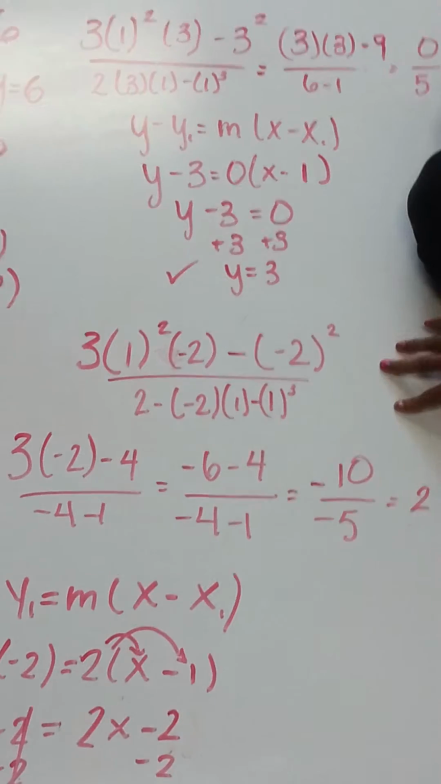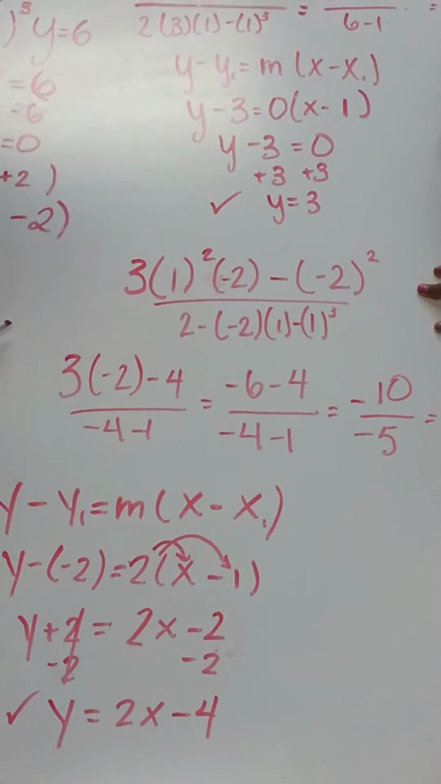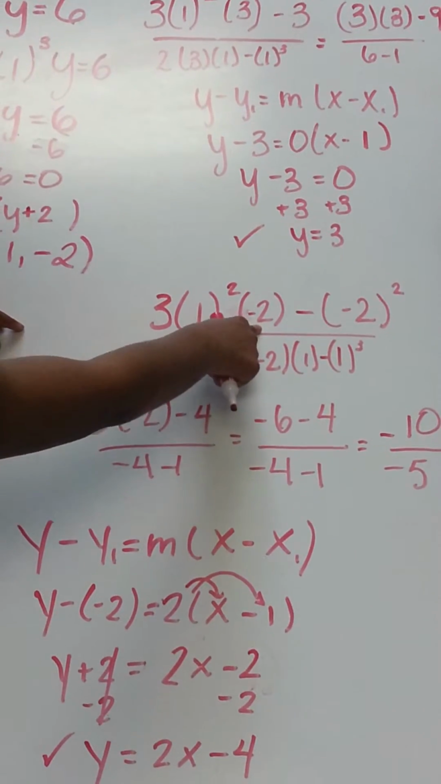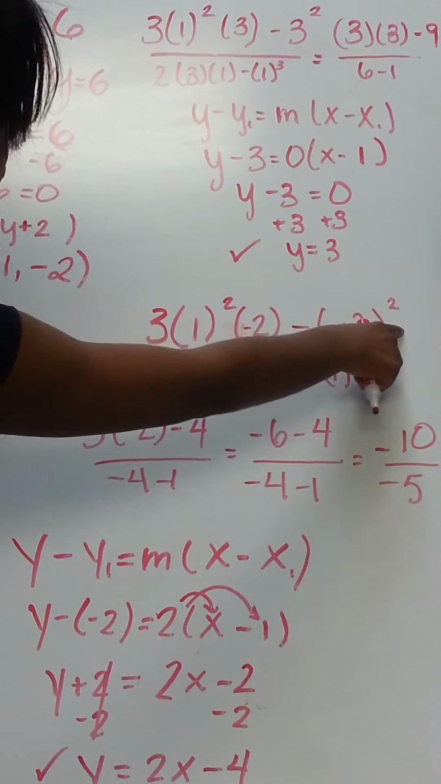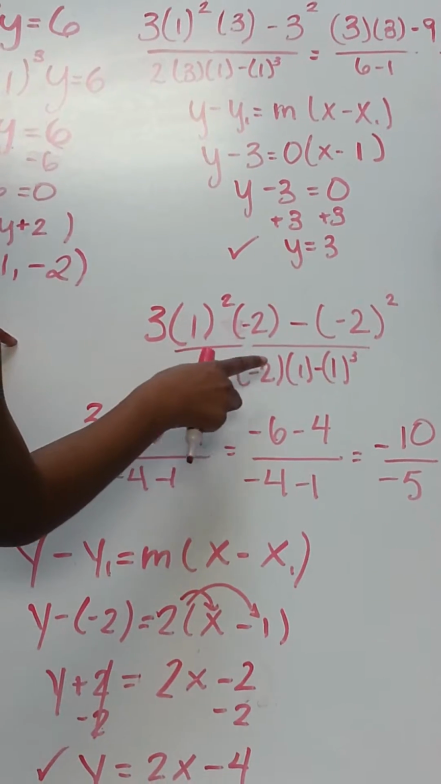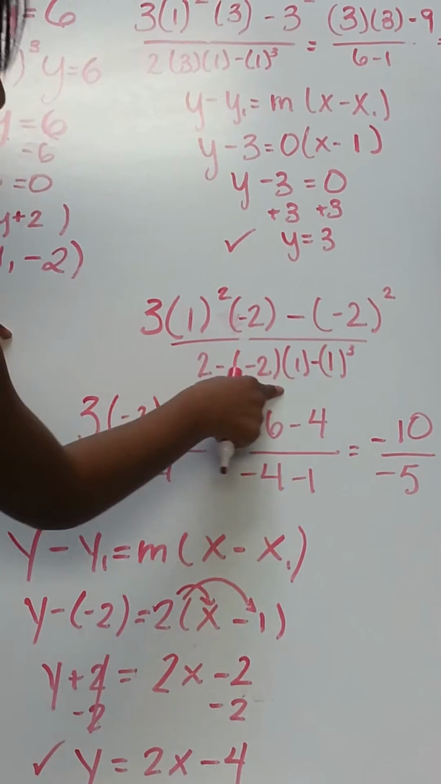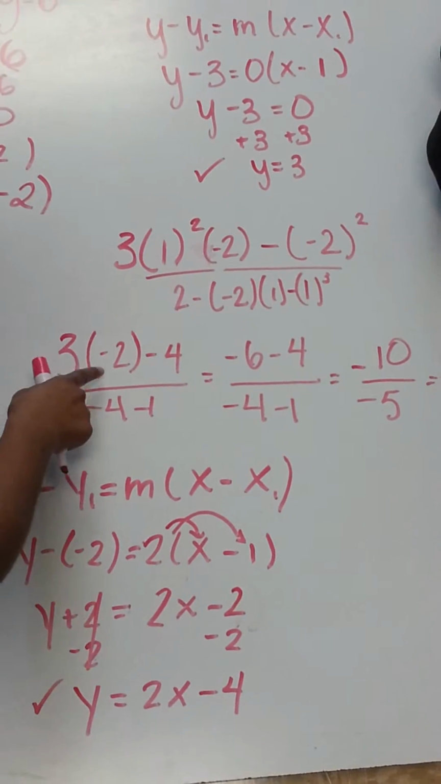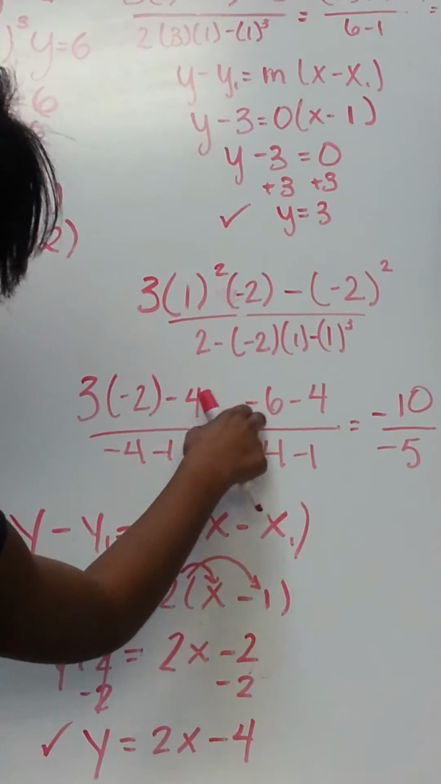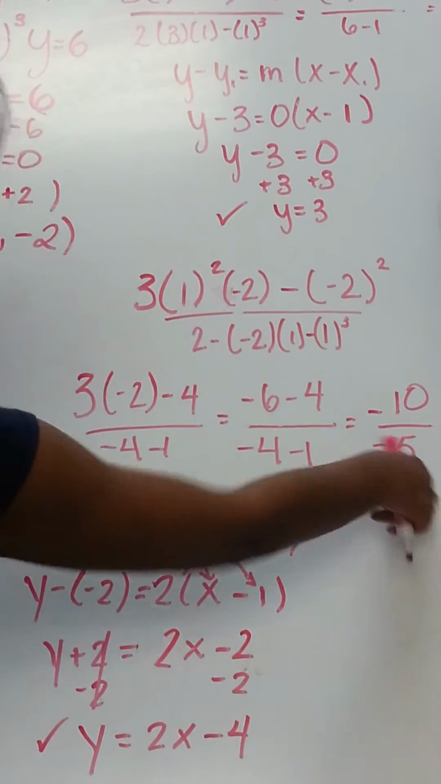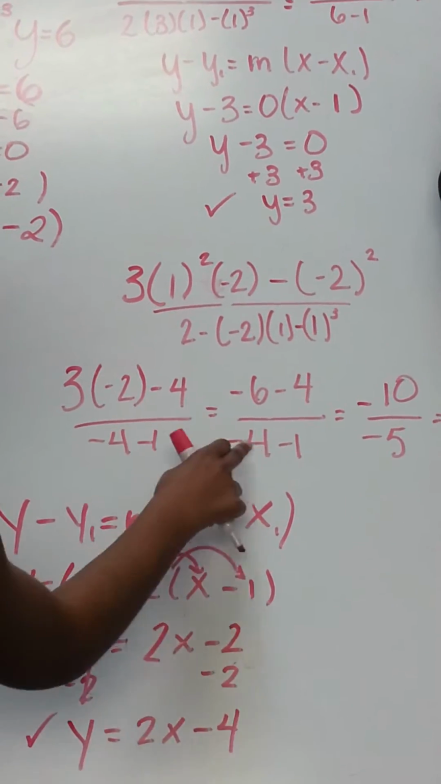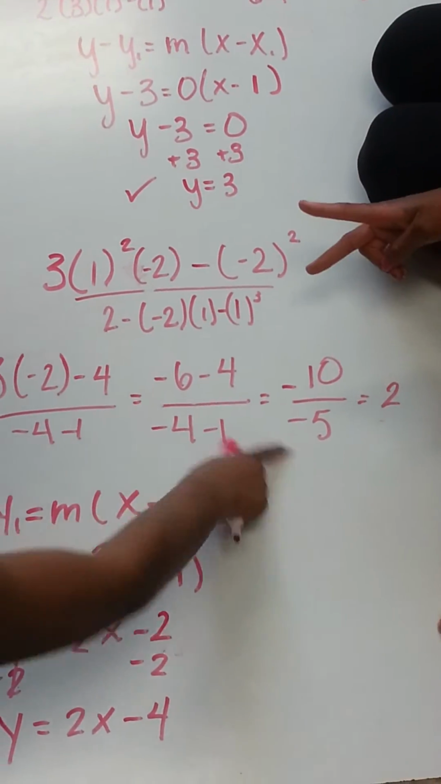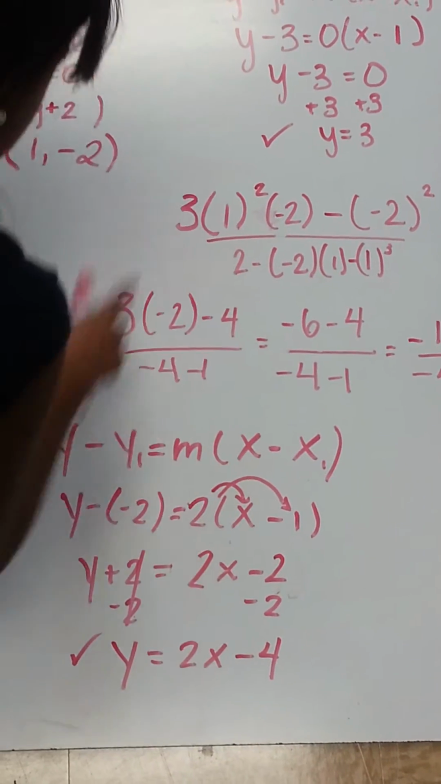Then the second one, since it says for each of these points, you have to do it for 1, negative 2. So you do 3 times 1 squared times negative 2, since that's the new y, minus negative 2 squared over 2 times negative 2 times 1 minus 1 cubed. You keep bringing it down, and you have 3 times negative 2 minus 4 equals negative 6 minus 4, which equals negative 10. And then negative 4 minus 1 equals negative 5. Then negative 10 divided by negative 5 is 2.